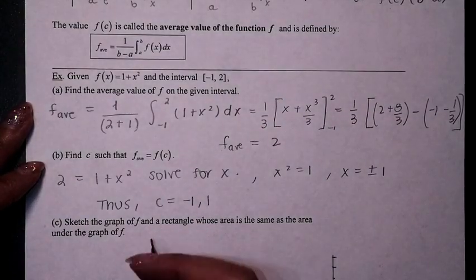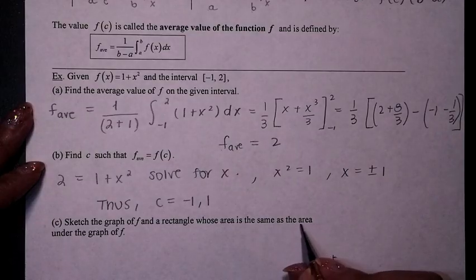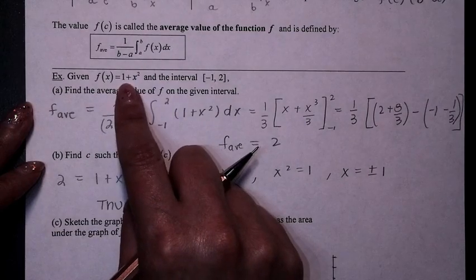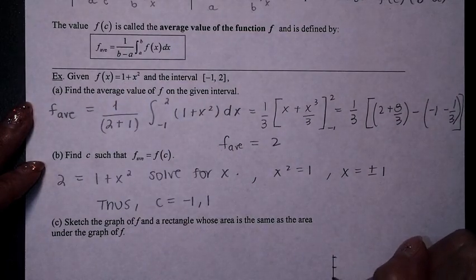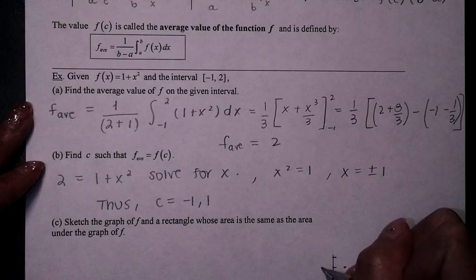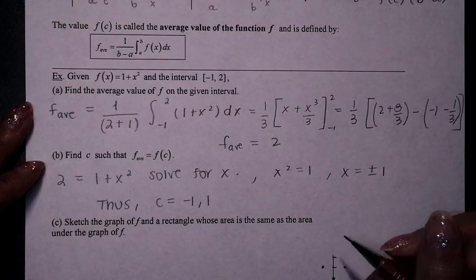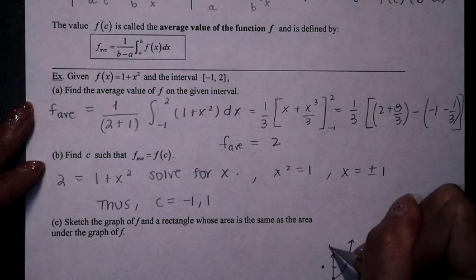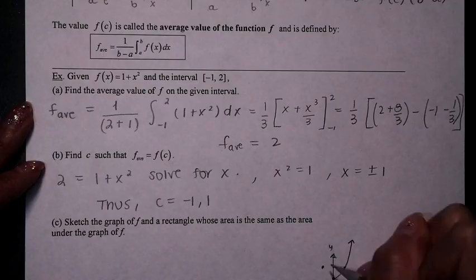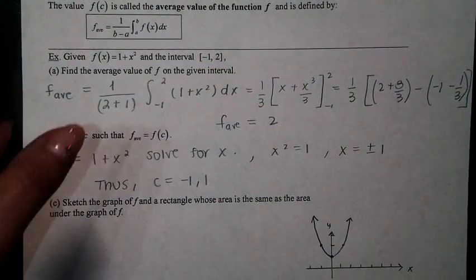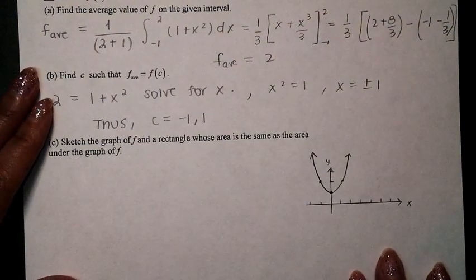Now, let's get to a graph of f and a rectangle whose area is the same as the area under the graph of f. So this one is a beautiful parabola. It's shifted up 1 unit, so you know that the vertex is here. In addition to that, when you plug in 1, you know that this is going to be 2, so you know that you have a parabola here. With that, I'm going to have enough to guesstimate my beautiful parabola, right? So you have something like this. That's your parabola. Sorry about that. Let me just put it here so you can see it.